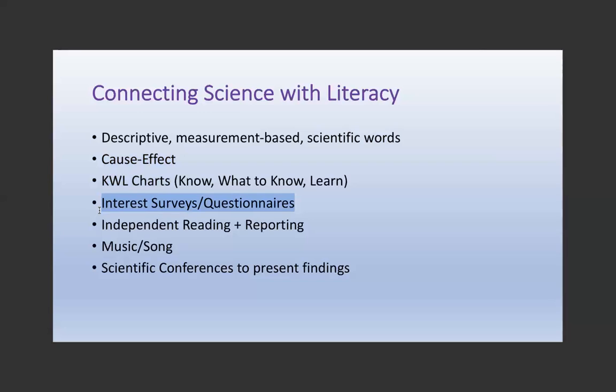Everyone doesn't have to investigate the exact same thing, particularly if there's learning at home. You could do it with a variety of different materials as well. For independent reading and reporting, supply a variety of links online that you know are reputable sources. Also encourage your students to look for reputable sources online.